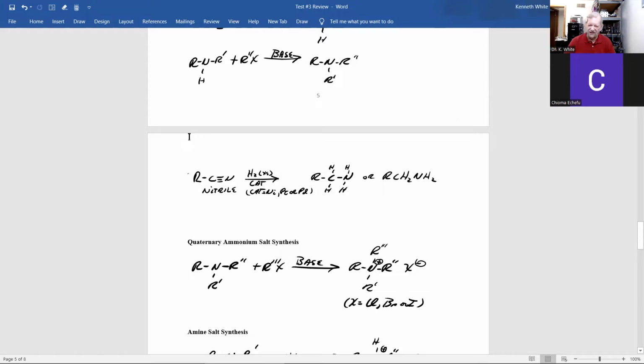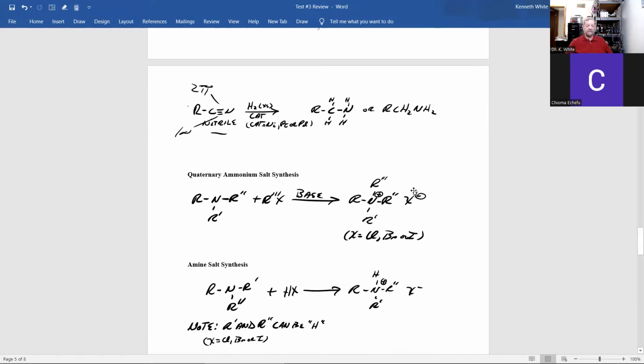Now, a really neat way to make a primary amine is a nitrile. And remember, it's got 2 pi bonds and 1 sigma bond. And like a carbon-carbon triple bond, a carbon-nitrogen triple bond, if you add excess hydrogen with catalyst nickel, platinum, or palladium, you break the 2 pi bonds, and each atom of the triple bond gets 2 hydrogens. You can write it like this or like this, primary amine, either one's right.